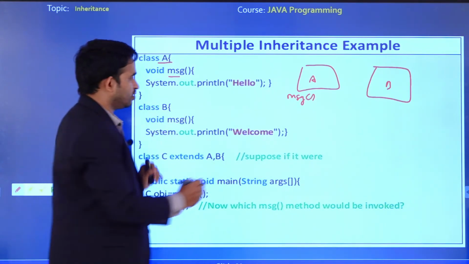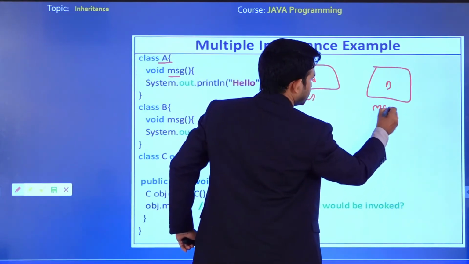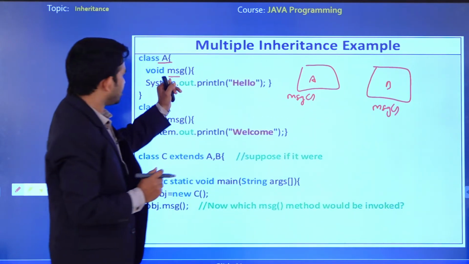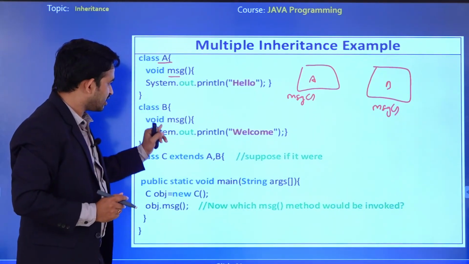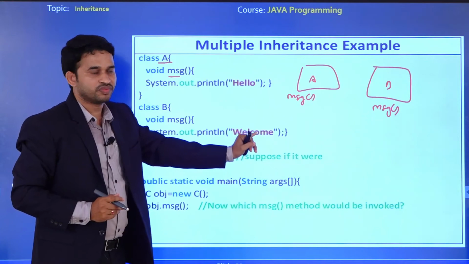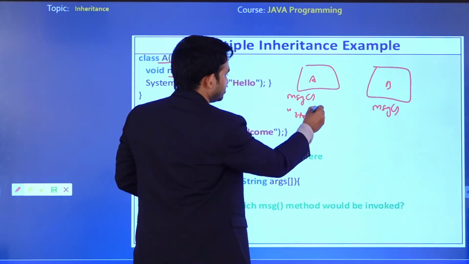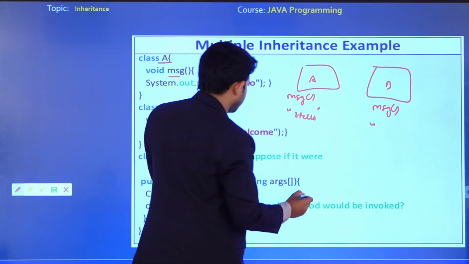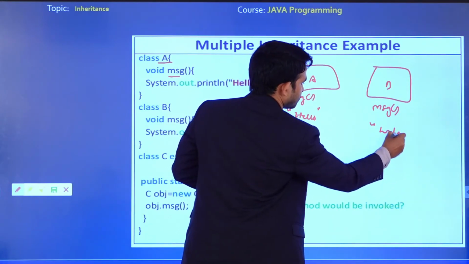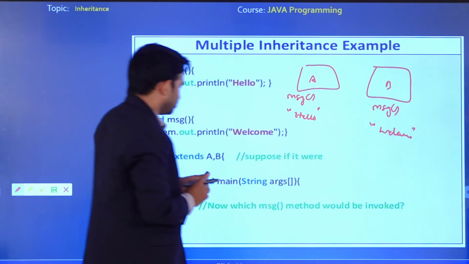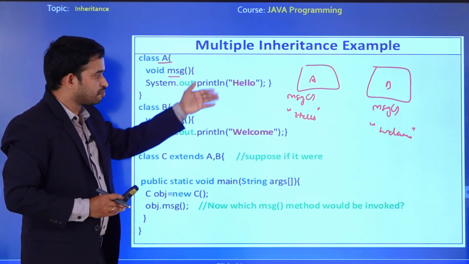That is the ambiguity, right? What is the method here? Message. But inside message, here I declared hello. Here inside message I declared welcome. So from this point of view, the string is Hello. From this point of view, the string is Welcome. So the method name is the same, but the purpose is different.